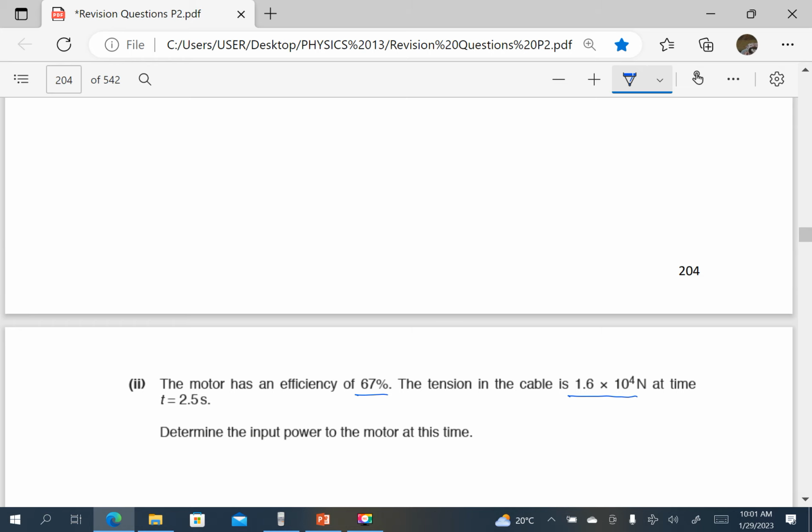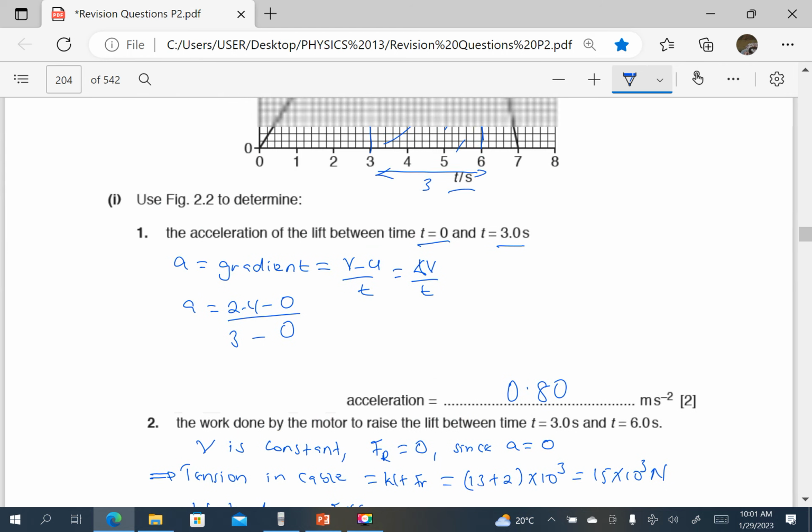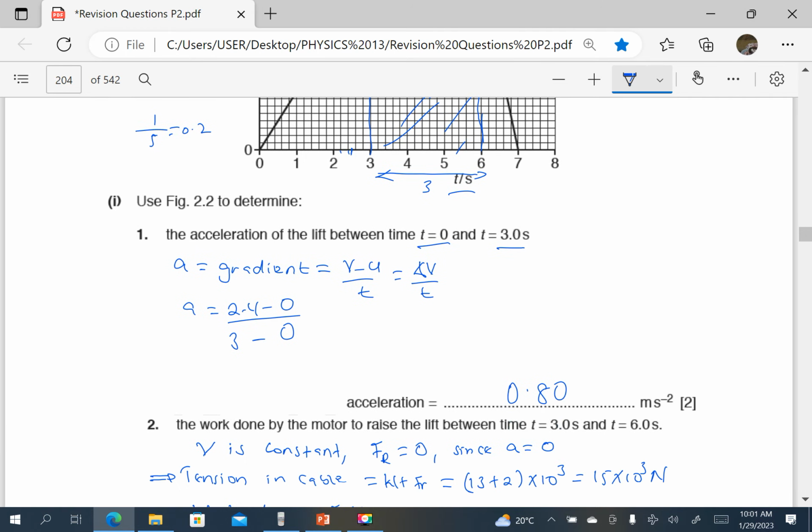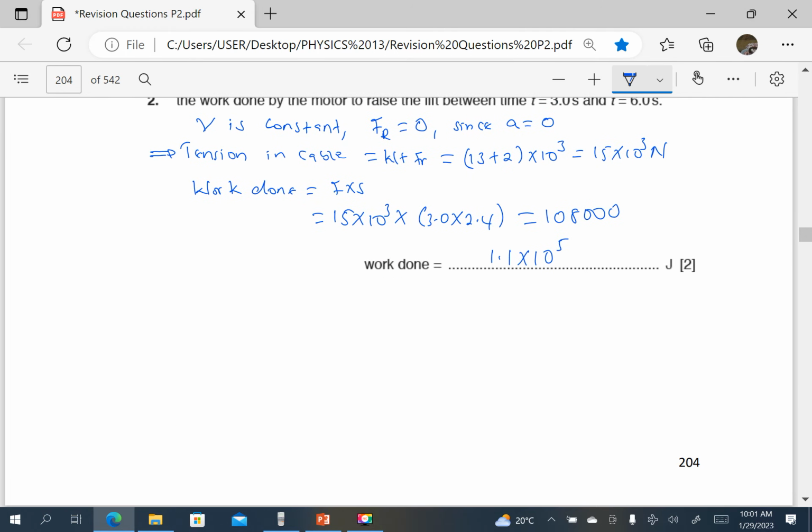So we can go back and look for 2.5 from our graph. So this is 1, 2. The scale on the x-axis is 1 divided by 5, which is 0.2. So 2.5 is somewhere here. So you look at your graph, and you notice that 2.5 is corresponding with a speed of 2.0. So the speed we are going to use at that time is 2.0. So let's try this.